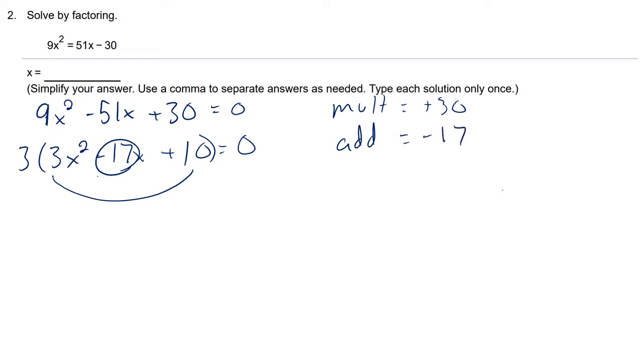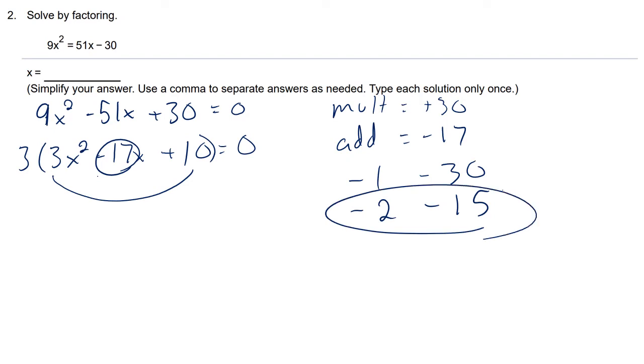Now, since they multiply to a positive and add to a negative, they're both negative, like negative 1 and negative 30. But obviously, negative 1 and negative 30 add to negative 31. I could choose negative 2 and negative 15, and that would work perfectly. So at this point, I'm going to split the middle term. This is my preferred method.